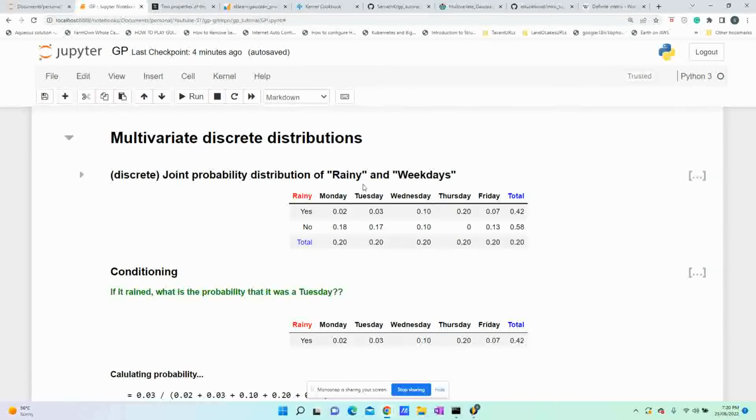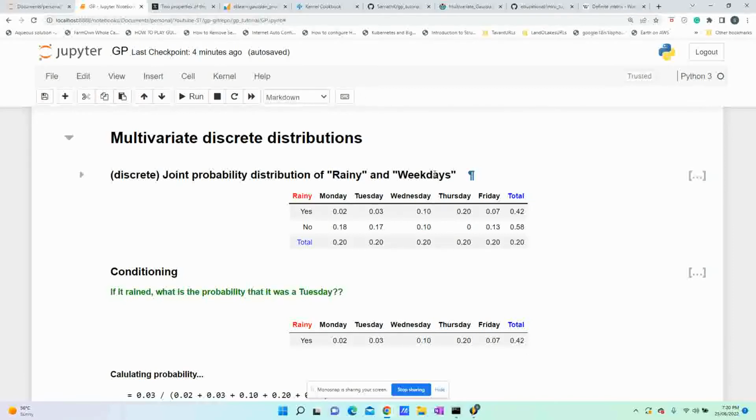In this case, we are talking about two variables, rainy and weekday. Now you might ask, rainy I can understand, it may or may not rain, it's a random variable, but weekday is something that is known. Like we know that Tuesday comes after Monday, Wednesday comes after Tuesday, and so on. Why is it a random variable here?